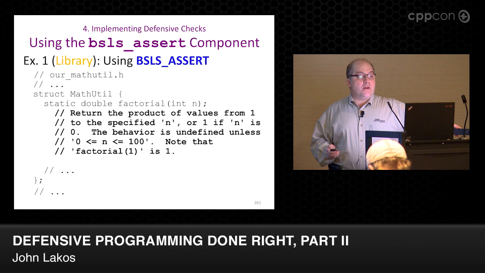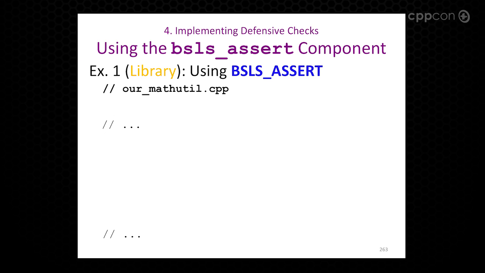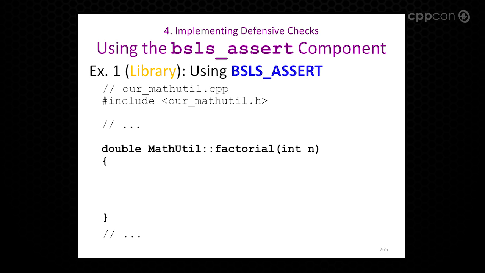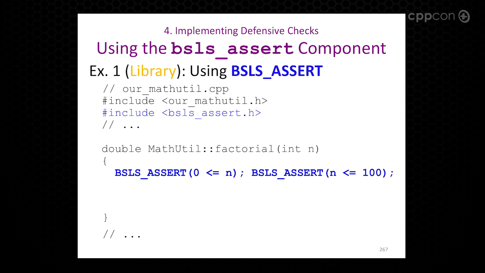I'm not saying this is a good contract or anything about it, I'm simply demonstrating how we would use this here. Okay, so what do we do to use this? In our CPP file, we include our mathUtil.h, we have our function implementation, we include BSLS assert.h, and we put these two assertions in here. We do it on the same line because it's a range. Otherwise, we would always do them on separate lines. But in this particular case, this is the way we do it.